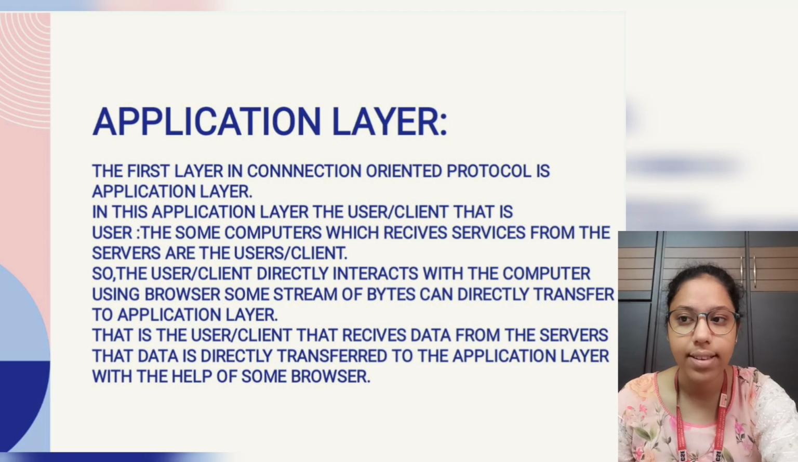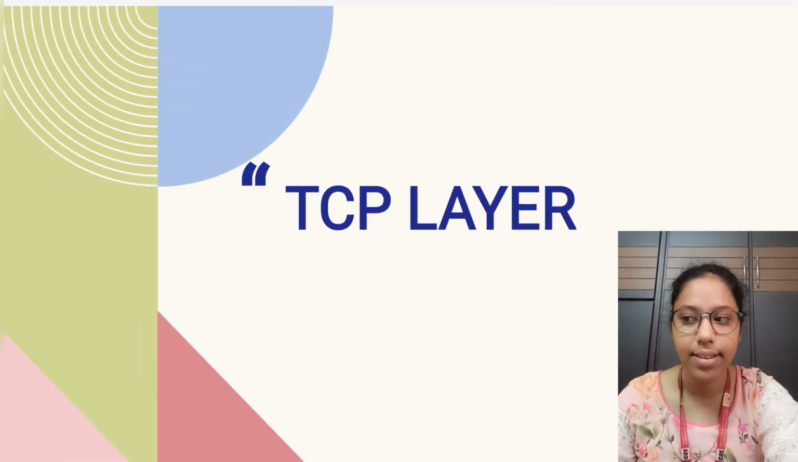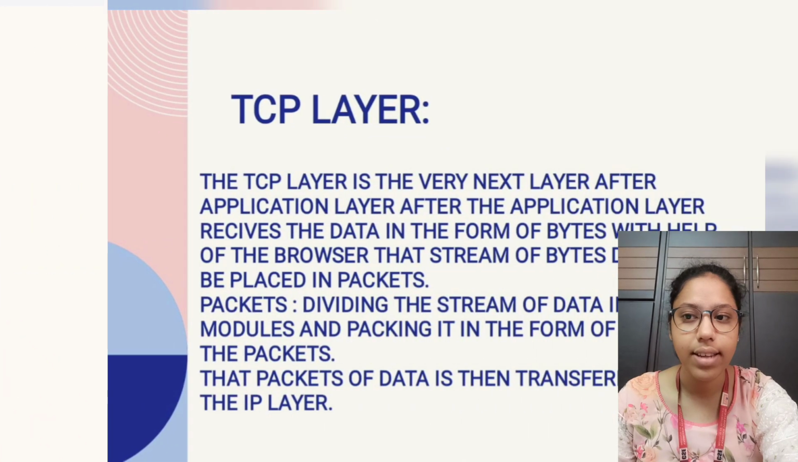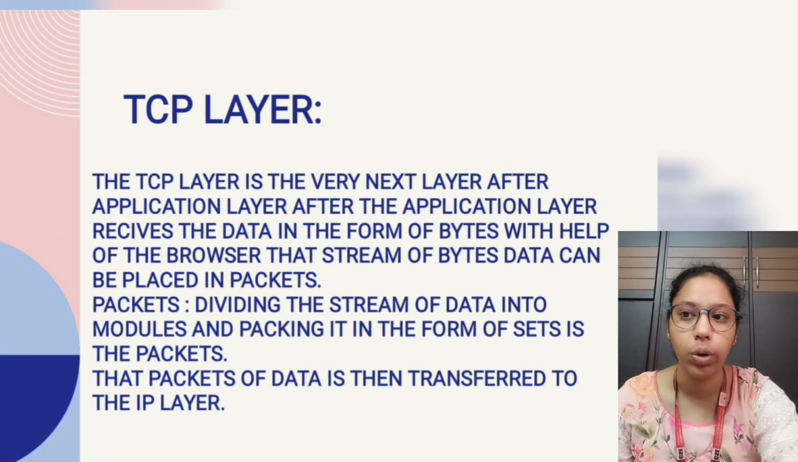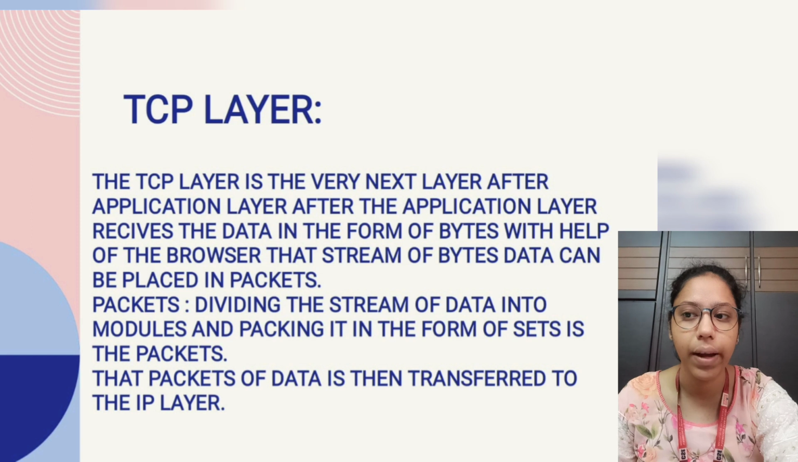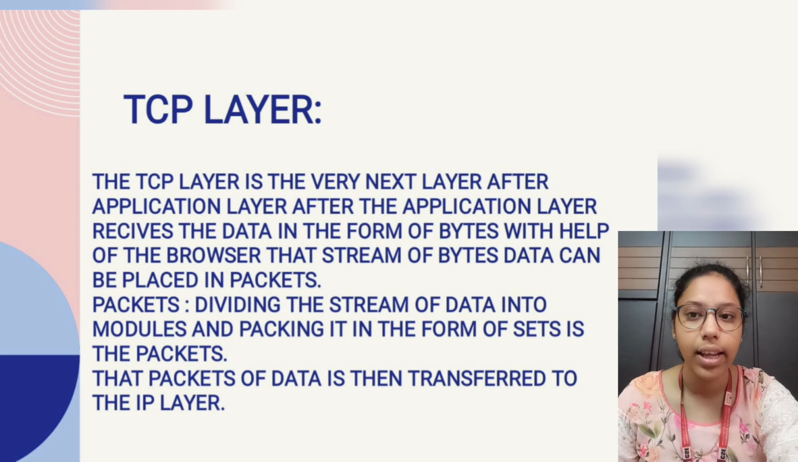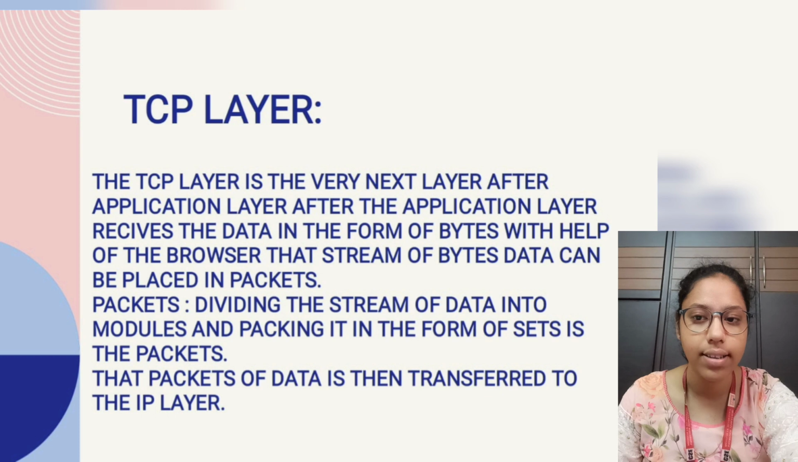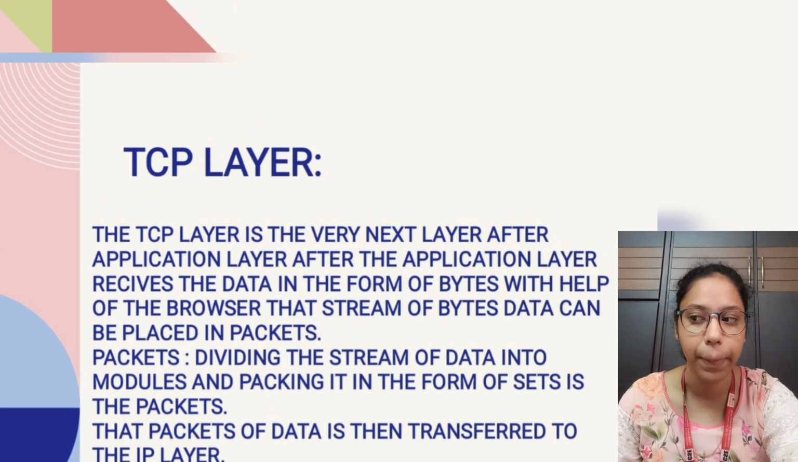The next one is TCP layer. The TCP layer is the very next layer to the application layer. After the application layer receives the data in the form of bytes with the help of the browser, the stream of bytes can be placed in packets. Packets means dividing the streams of bytes or data into modules and packing them in the form of sets. That packets of data is then transferred to the IP layer.